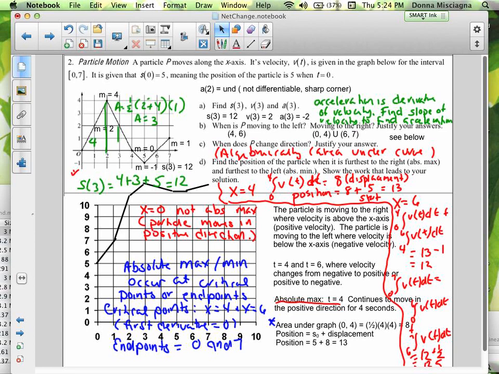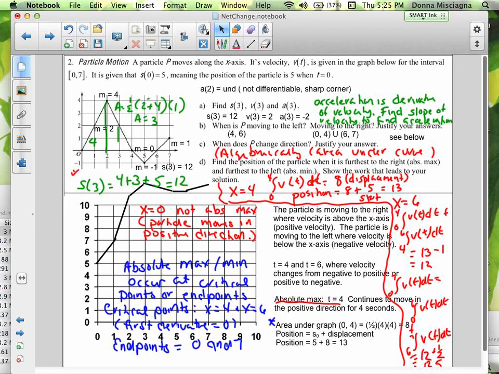Did I write down moving the positive? I don't think I wrote down where it's most to the left. Anyway, we can look at the graph. All right, and we'll find where, if it's up here, I don't know where it is. You can read through that.